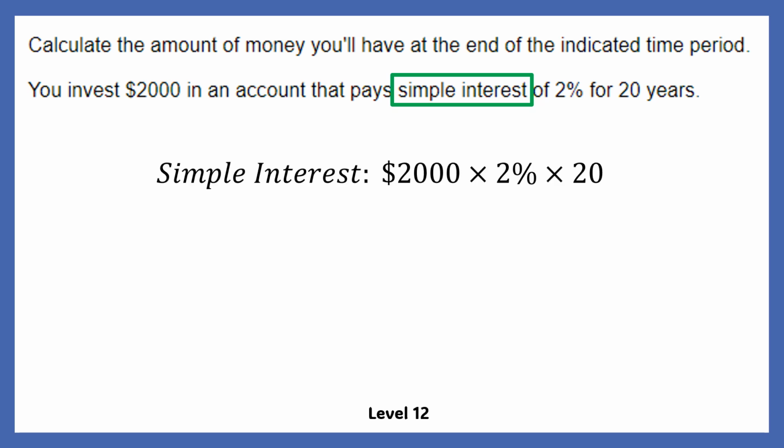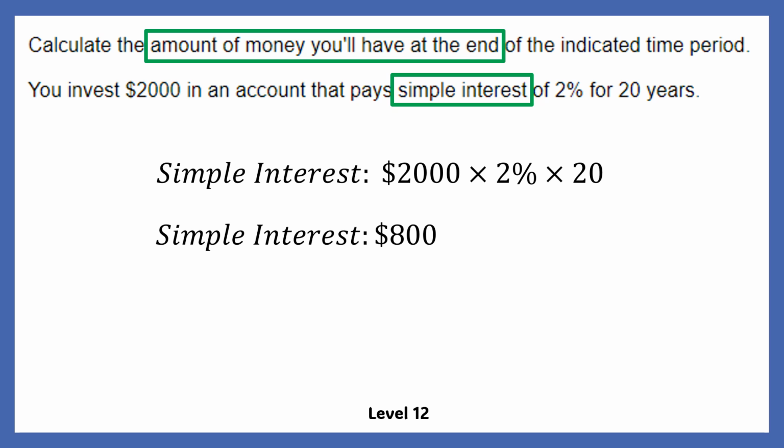And so what we started with was $2,000. So to figure out our simple interest, we just multiply what we started with times our rate times our time. And so we'd say we made $800 in interest. However, that $800 ends up being just the profit. The question says, how much money will we have at the end? We're going to have $2,800 because we have to add the $2,000 we started with.